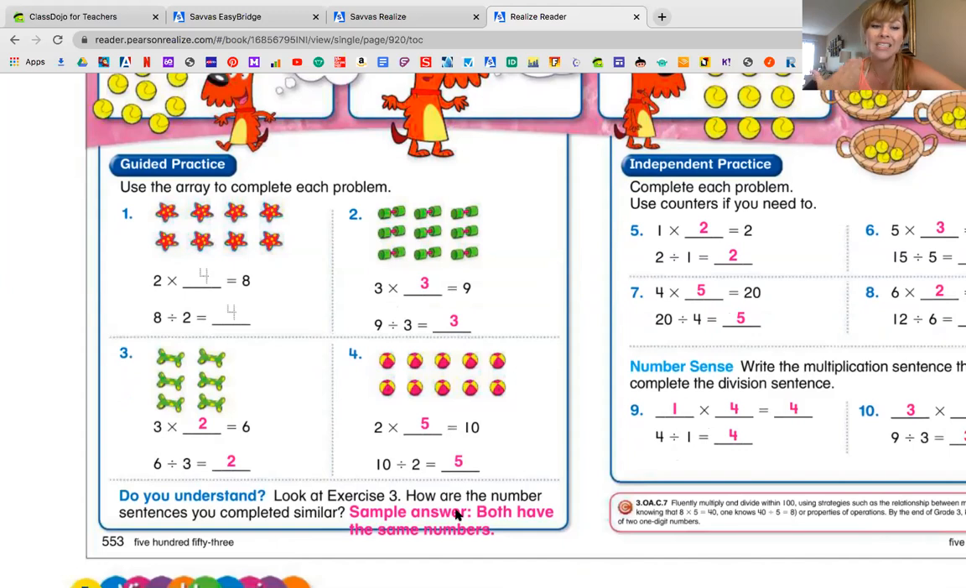Look at exercise 3. How are the number sentences you completed similar? So number 3, the thing that we're learning is both multiplication and division, because they're opposites, you're reusing the same number. So in this case, the multiplication sentence and the division sentence are related and they use the same numbers. So in this case, I use the number 3, 2, and 6. 3, 2, and 6, okay?